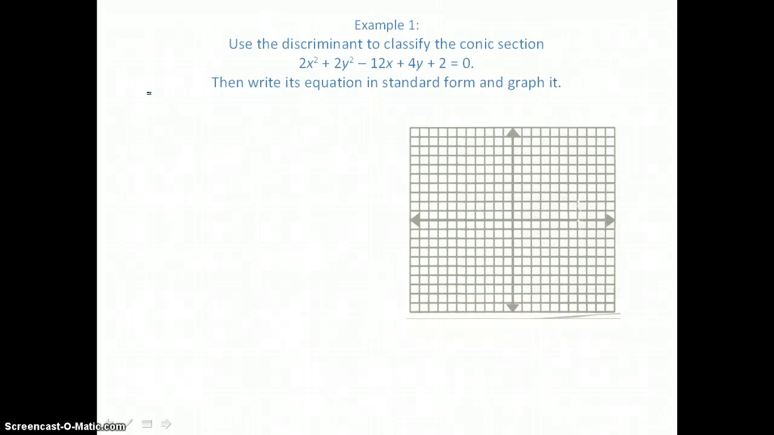So first let's pick out our a, b, and c values. A is multiplied to x squared, so it's 2. B is multiplied to xy, it's 0. And c is multiplied to y squared, so it's 2. Our discriminant is b squared minus 4ac. So b is 0, so I have 0 squared minus 4 times a, which is 2, times c, which is 2. So we're getting a discriminant of negative 16.